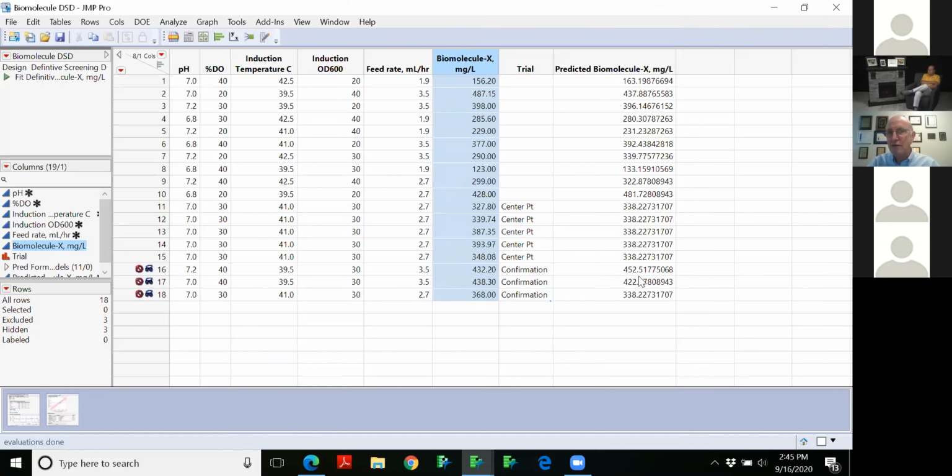Here are the values predicted from the model that they found. You can see that this number here is 452 and this is 432. So we're 20 away from the correct answer. Here, 438 and 422. Now we're only 16 away from the correct answer. And this is 368 and 338, which is only 30 away from the correct answer. So all of the confirmation runs are within 1 standard deviation of their predicted value. That would make you feel very good about the model that you just created.